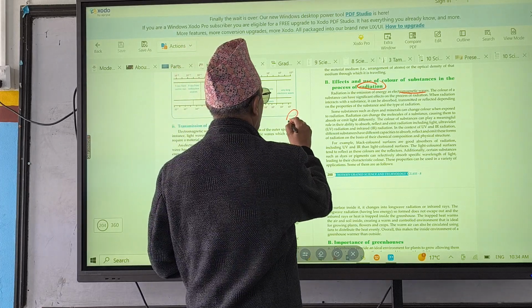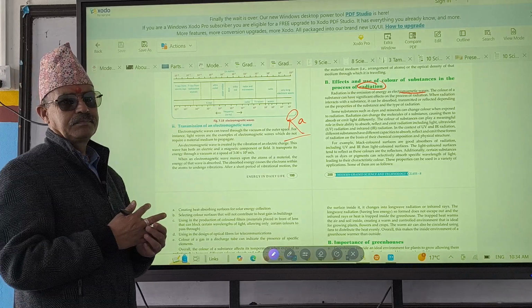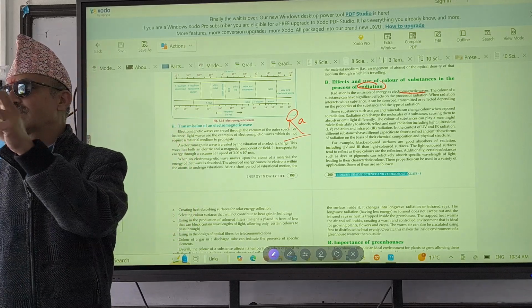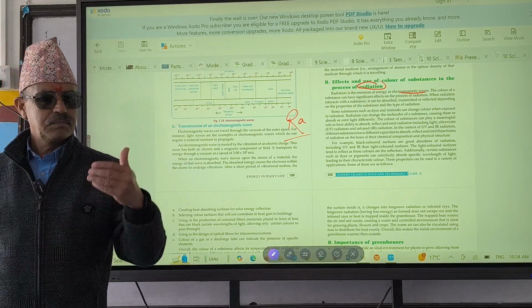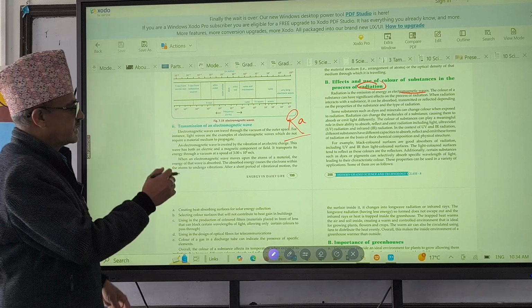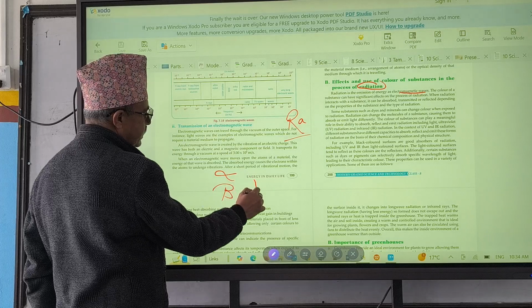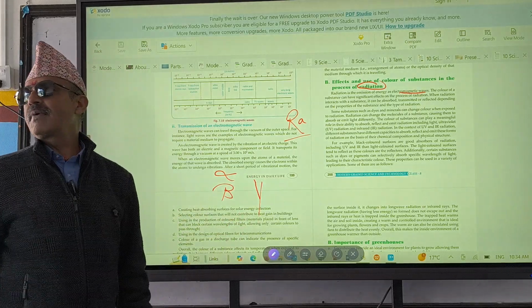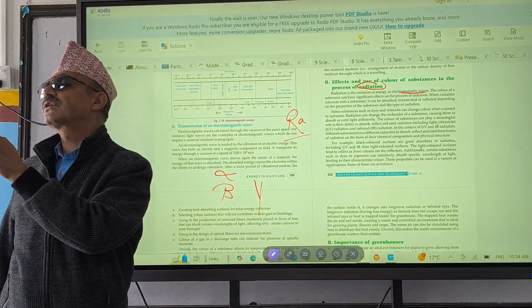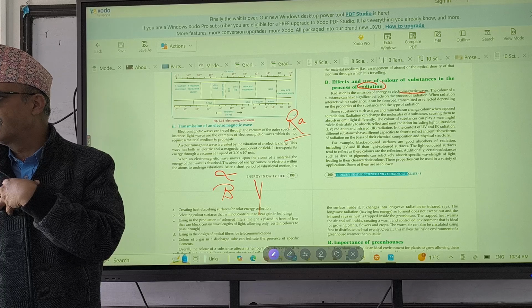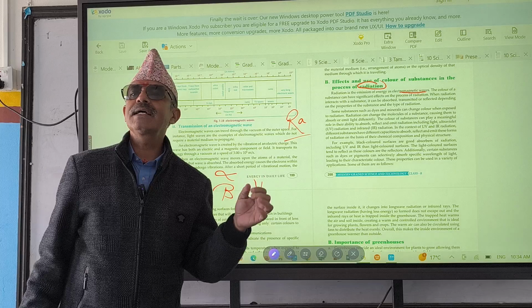For example, one element is there. What is it? Radium. Radium can produce some invisible particles, invisible rays. Mainly three types of rays are produced. What are they? Alpha rays, beta rays, and gamma rays. If there is continuous exposure of such rays in our body, then we will suffer from hazards. We may suffer from cancer.